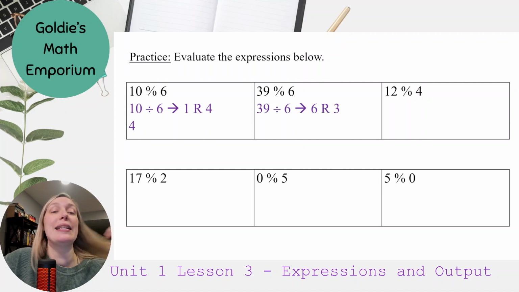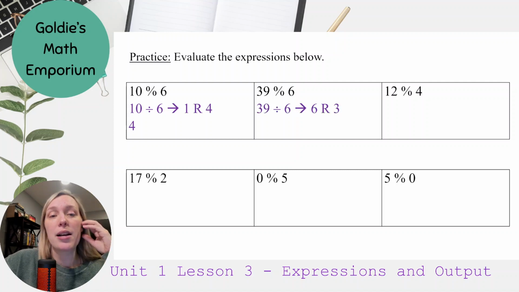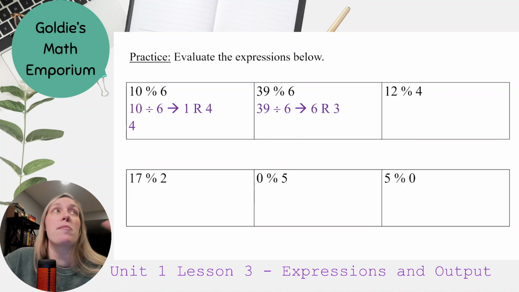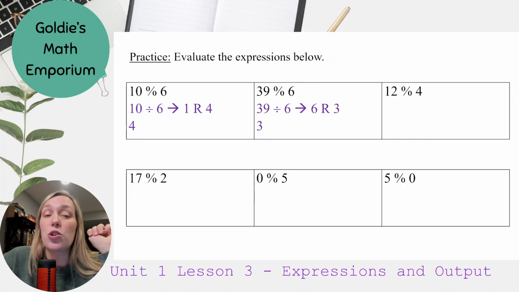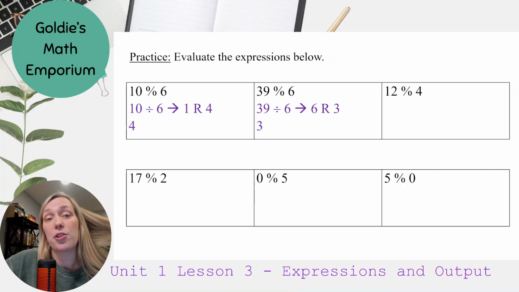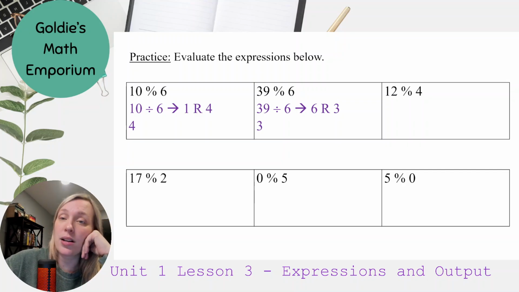39 divided by 6 is 6 remainder 3, because 6 goes into 39 in the form of 36 6 times, and then there's 3 left over. So the answer is going to be 3. 39 mod 6 is 3.